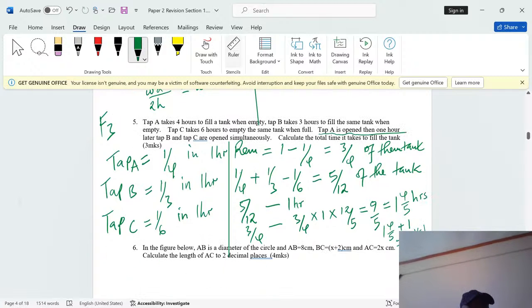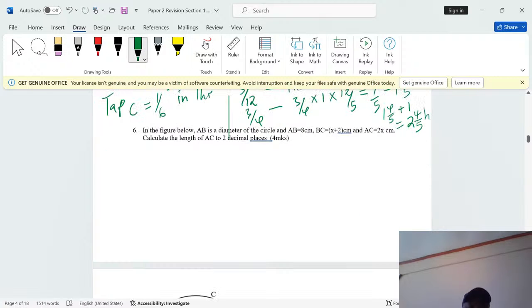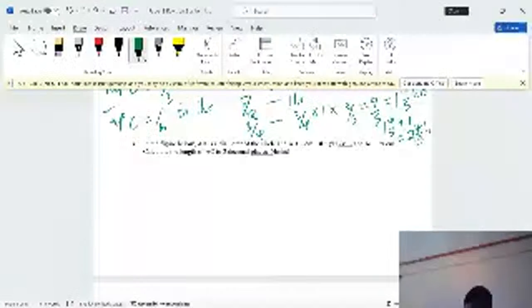We can look at number 6, which is talking about a certain diagram. AB is the diameter of a circle, 8 centimeters. Then BC equals x plus... sorry, let me reconnect again. Sorry for some interruption here and there, but we are going to overcome that.